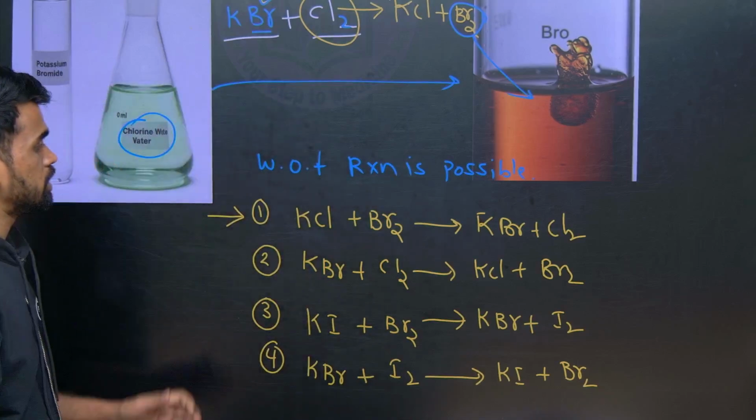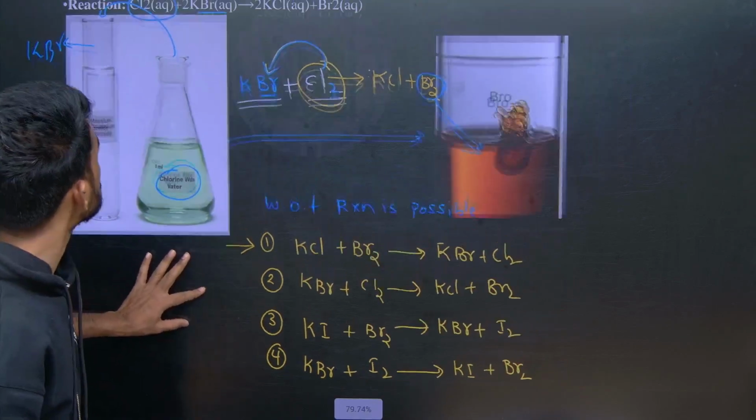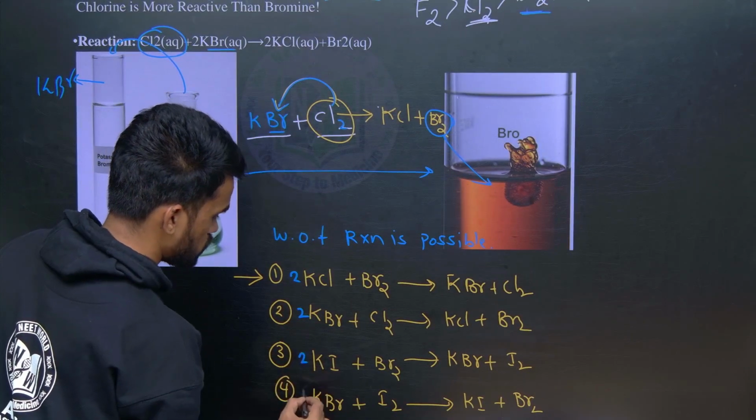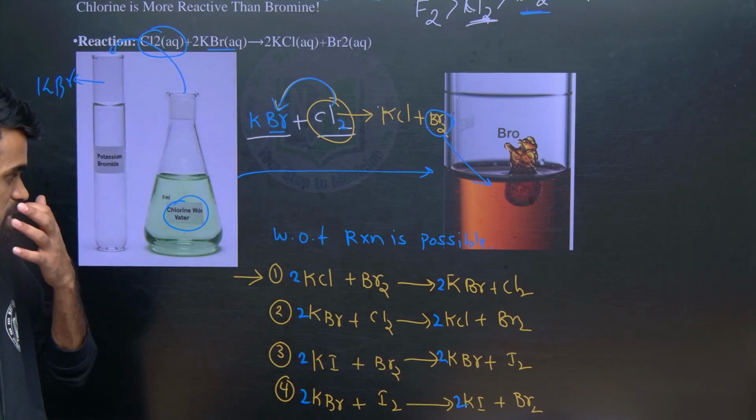So these are the things I have mentioned here. Try to understand this and try to answer this. Here every time you can take 2 moles, 2 moles, 2 moles, 2 moles. Therefore this is also 2 moles, 2 moles, 2 moles. So this is the balanced reaction anyways.